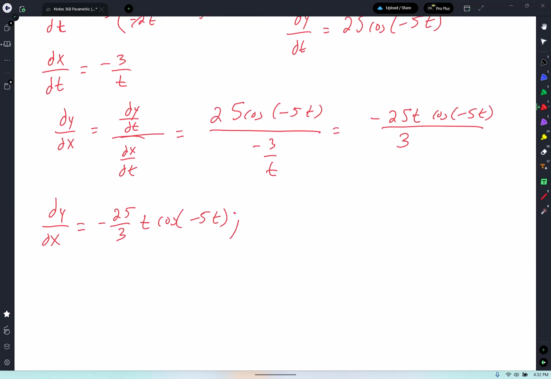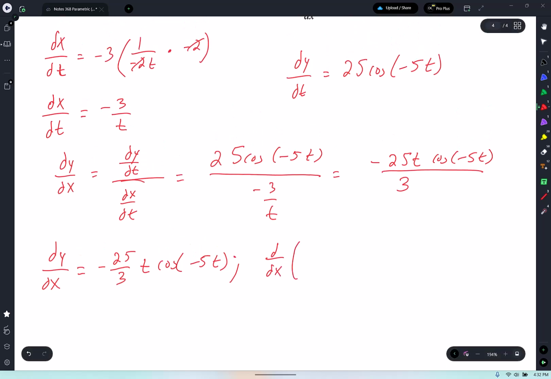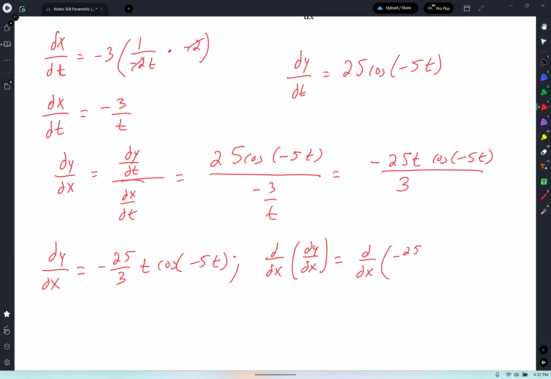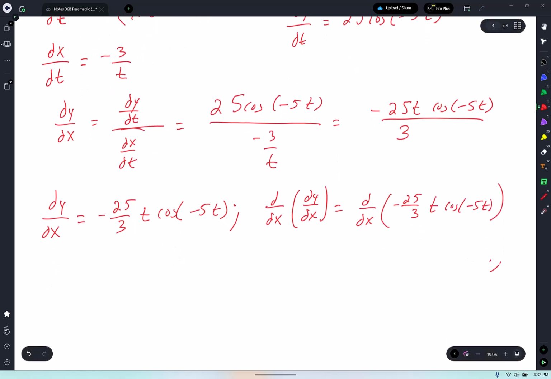All right, so here's what I'm going to do. I'm going to take a derivative with respect to what letter? X, with respect to x, d/dx. I'm taking a derivative of dy/dx. See, that's my second derivative. So d/dx of this guy, -25 over 3 t cosine of -5t. Have I freaked anyone out?